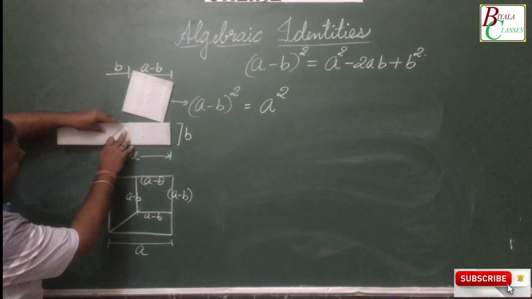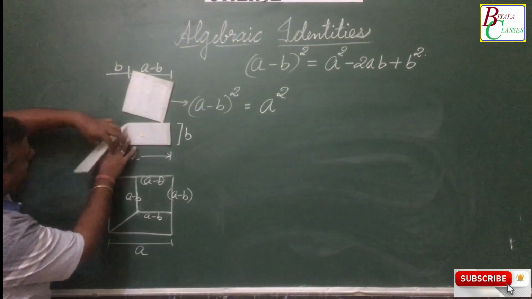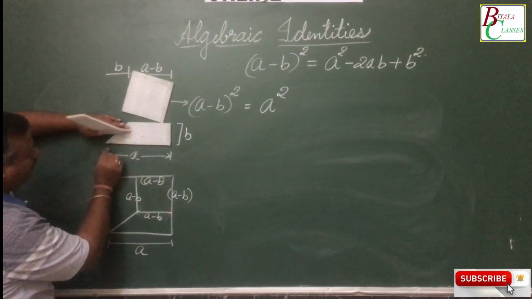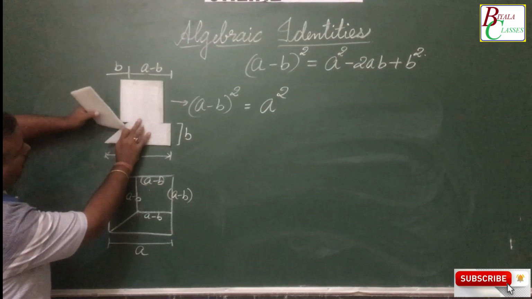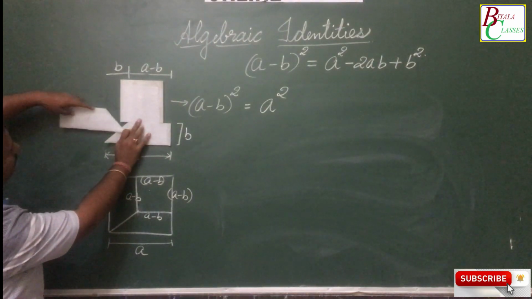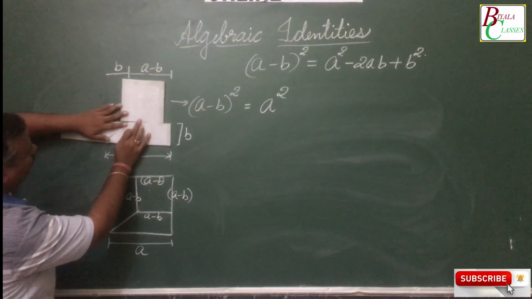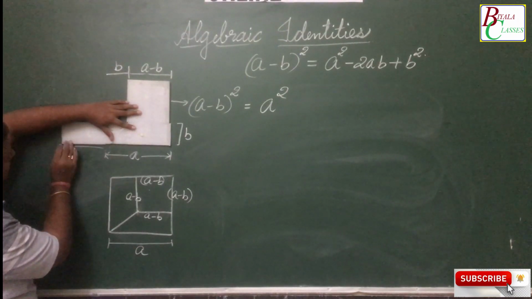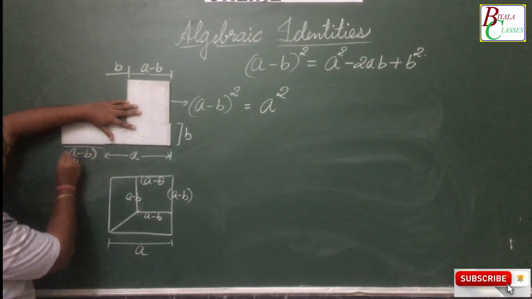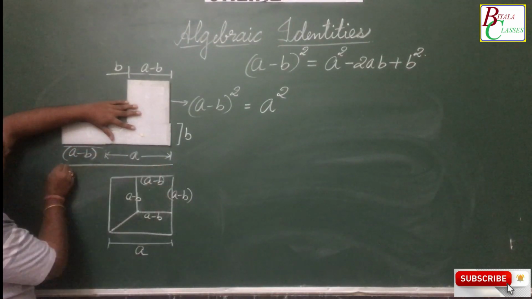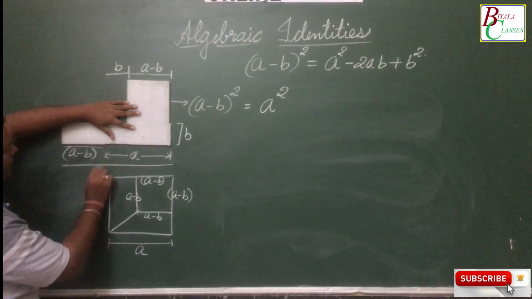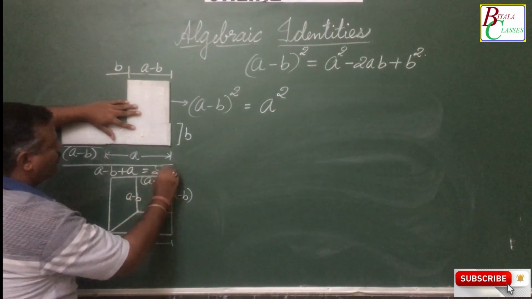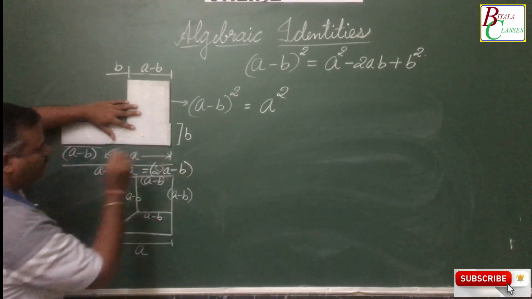I hope this is clear to you. This you can identify. See here. Now this part, it says it is A, and this smaller one is A minus B. So this part which is extended is A minus B. So what is the total length of this rectangle? The total length becomes A minus B plus A, which is 2A minus B.